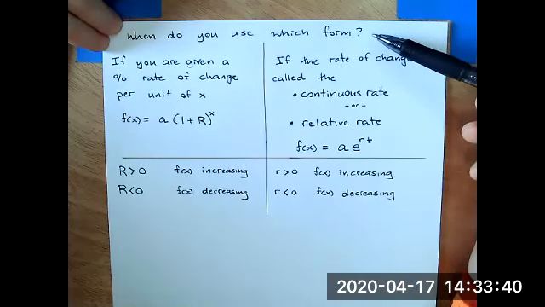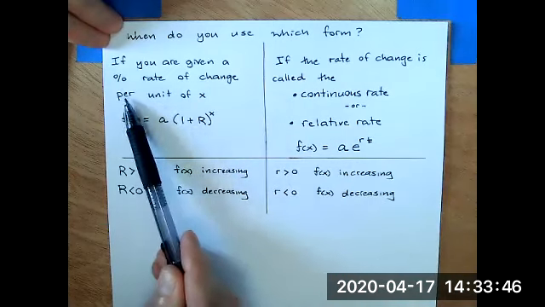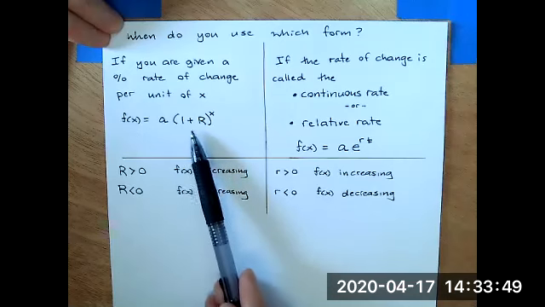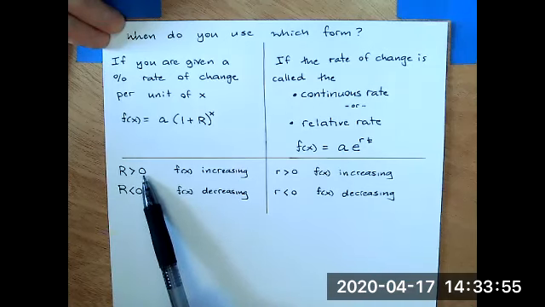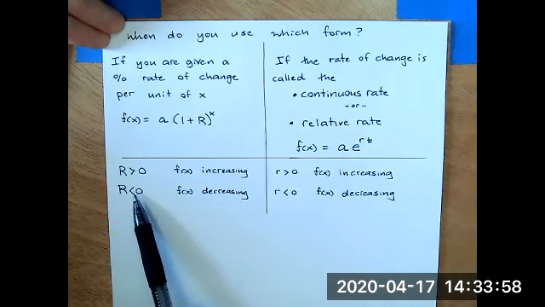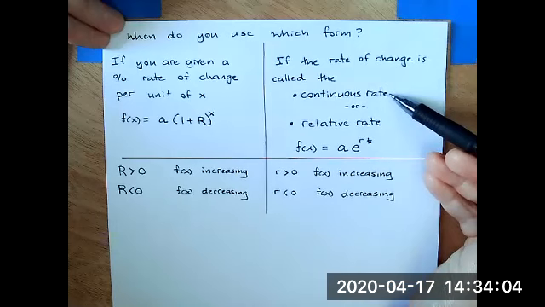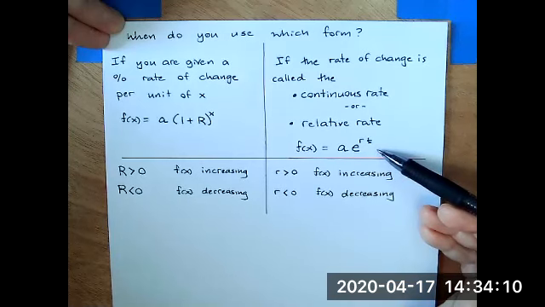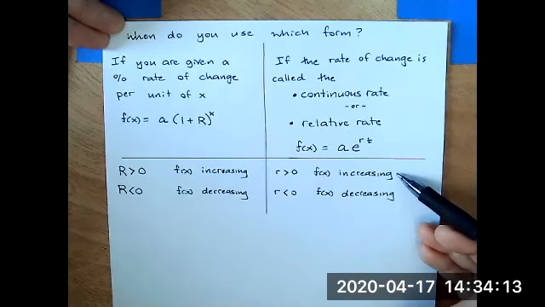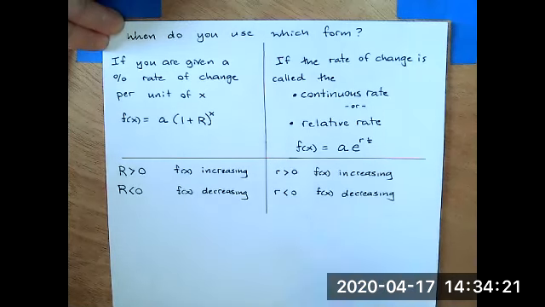When do you know which form to use? Well, if you're given a percent rate of change per unit of x, then you use the basic form. If it's an increasing function, then the rate is positive. If it's a decreasing function, the rate is negative. But if you're given a rate of change and it's called the continuous rate or the relative rate, then you use the form with a base of e. And again, if the rate is positive, then it's an increasing function. For a decreasing function, the rate will be negative.